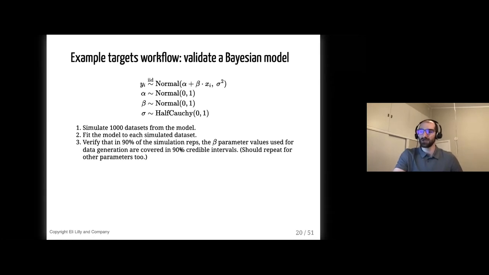We want to show that, if we implemented our model correctly, 90% of the credible intervals that we calculated cover the true value of the parameter that was used to generate the data.